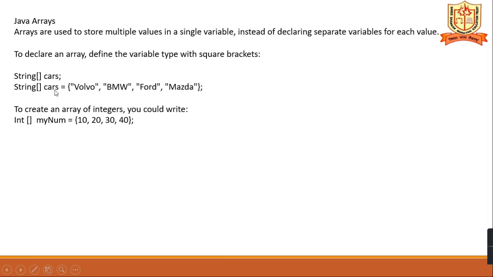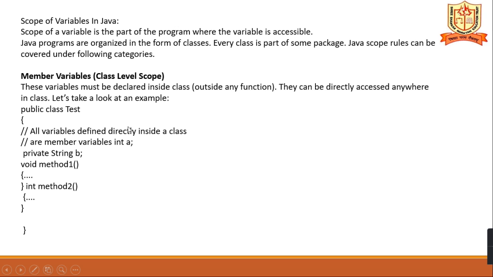See here, an array of strings. Here cars is an array, and the data type is String, because of the open and close square brackets. The array values should be written in between curly brackets. Because they are strings, each name should be in double quotes, separated by commas, and end with a semicolon. To create an array of integers, you write the square brackets open and close and the array name, and the array values you can separate by commas.